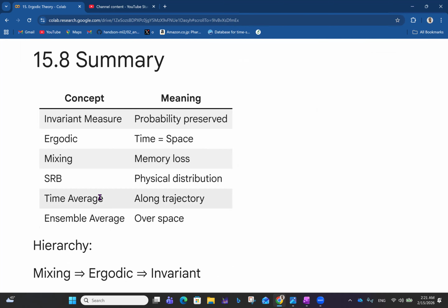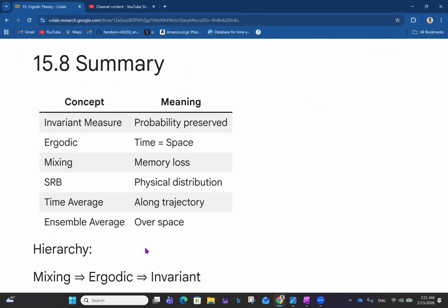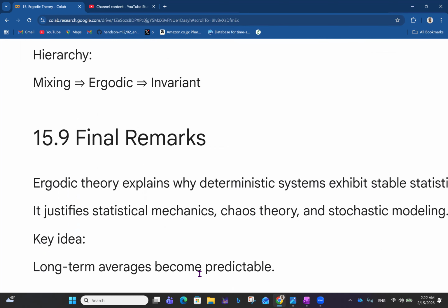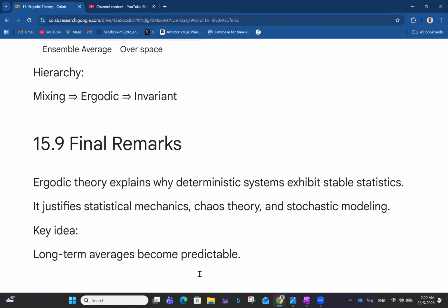So we're saying that time average along trajectory is approximately ensemble average over space. So the hierarchy, we have mixing implying ergodicity and ergodicity implying invariance. All right. So for final remarks now, we have that ergodic theory explains why deterministic systems exhibit stable statistics. Then it justifies statistical mechanics, chaos theory, and stochastic modeling. The key idea is that long-term averages become predictable.